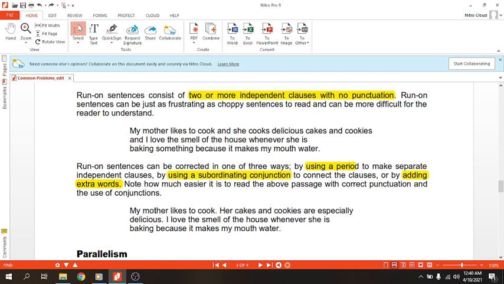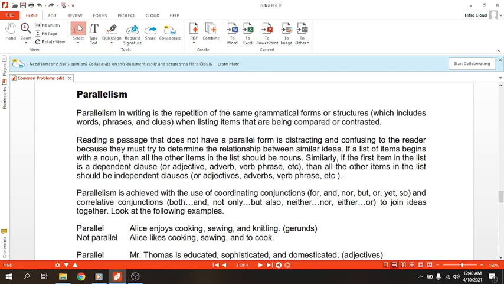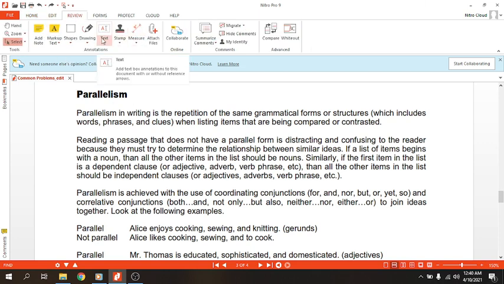Okay, so that's run-on sentence. The next one, parallelism. Ini yang paling sering saya dapat juga kak. Jadi parallelism dari kata paralel, okay, repetition of the same grammatical forms or structure, itu yang disebut parallelism. Jadi kalau dia sama, paralel bentuknya, okay.